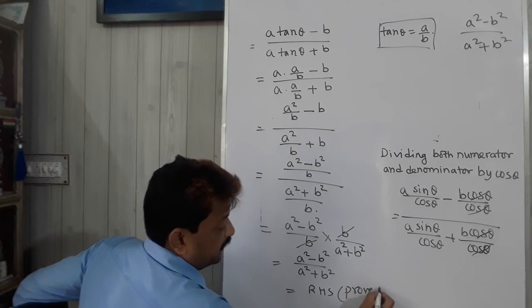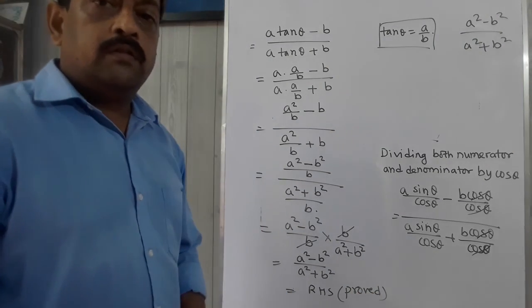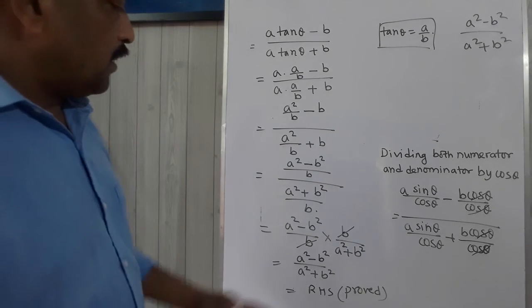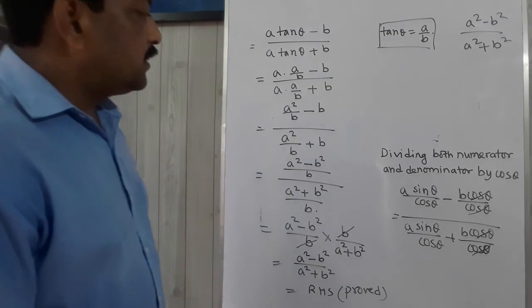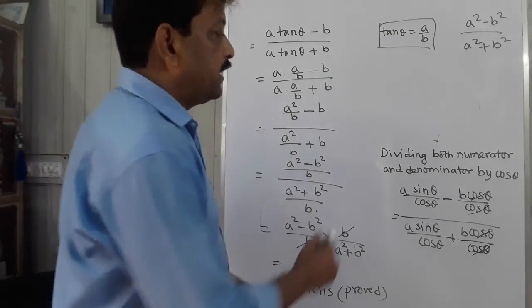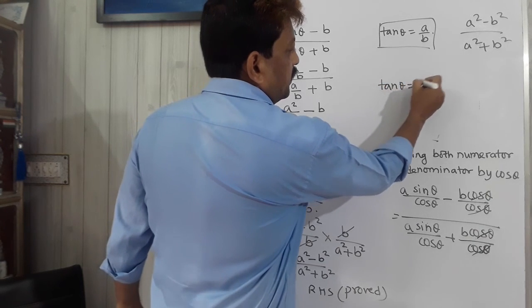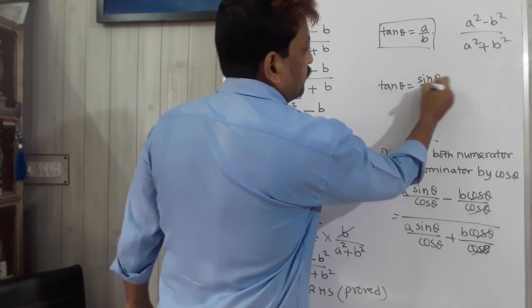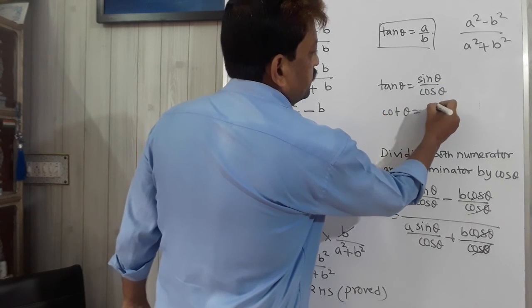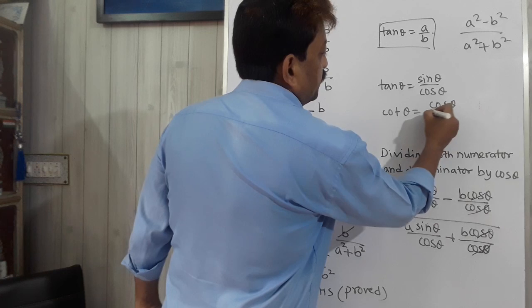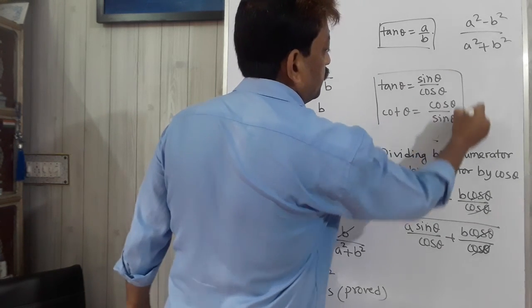Proved or verified. So in this way, this type of sum we can solve by using the basic concept of trigonometric ratios. Okay, the only thing we have to keep in mind, the two things which I have told you just now, that tan theta is written as sin theta upon cos theta and cot theta is written as cos theta upon sin theta.